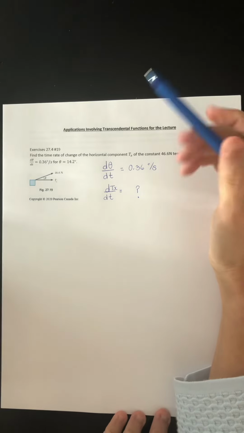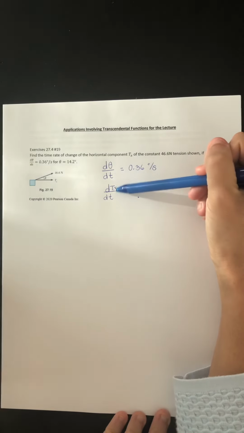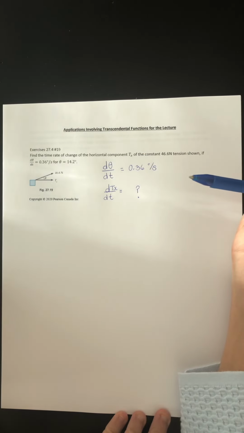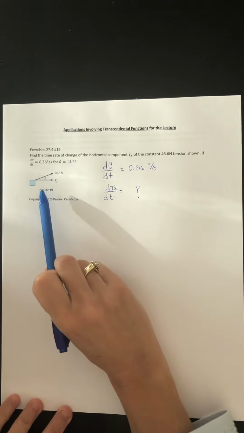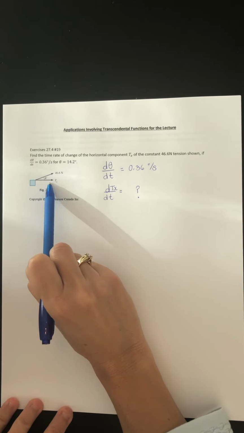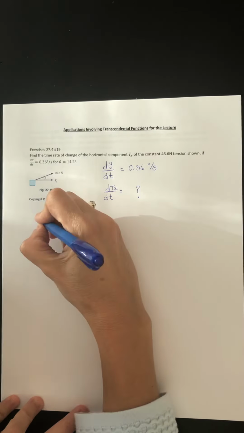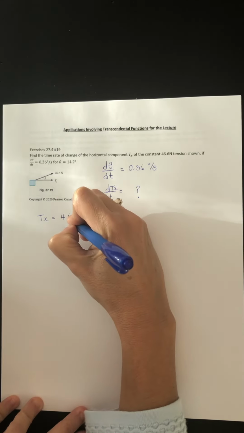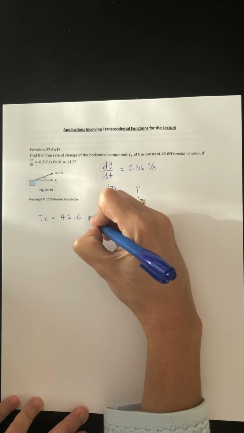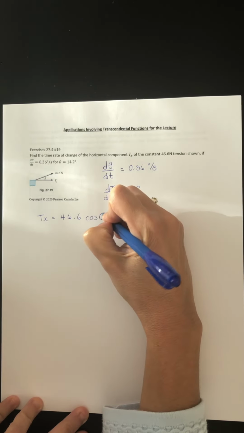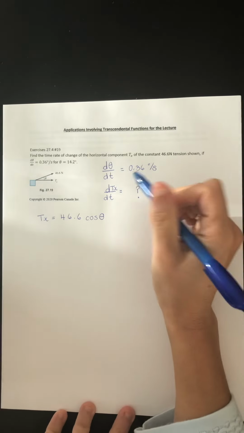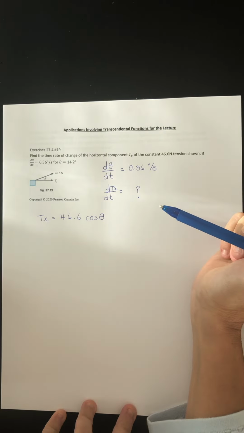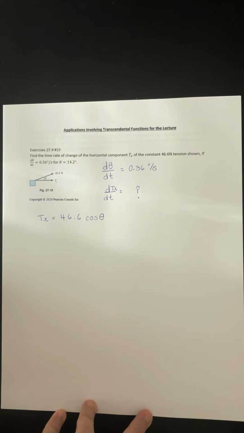So essentially, we need an equation that links theta with T at x. So looking at the picture, and since T at x is the horizontal component, you likely know that T at x is just 46.6 multiplied by the cosine of theta. That's how you find the horizontal component of 46.6 newtons inclined at theta.